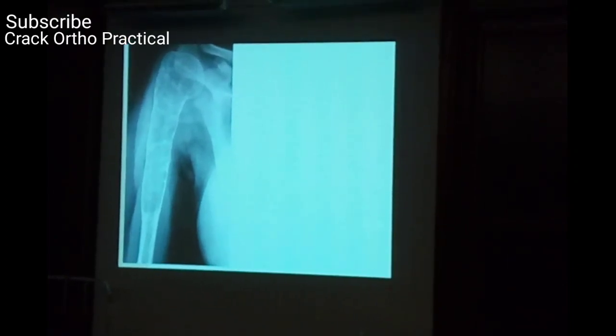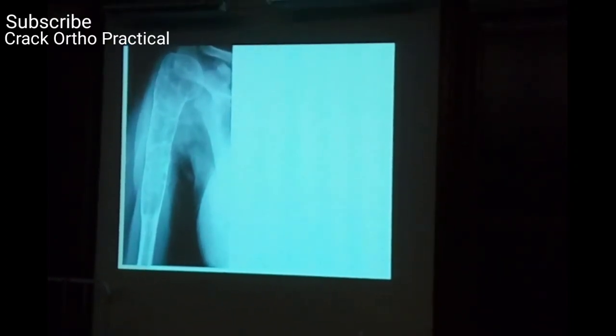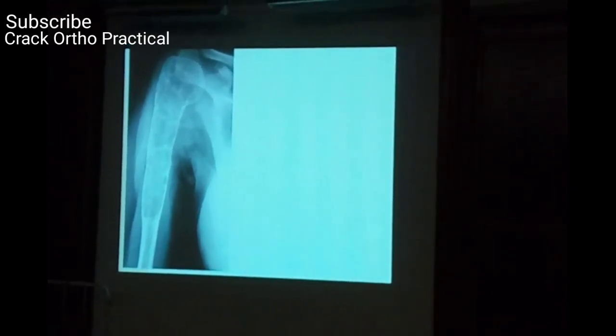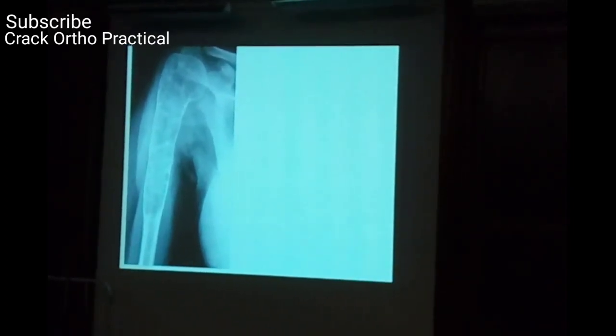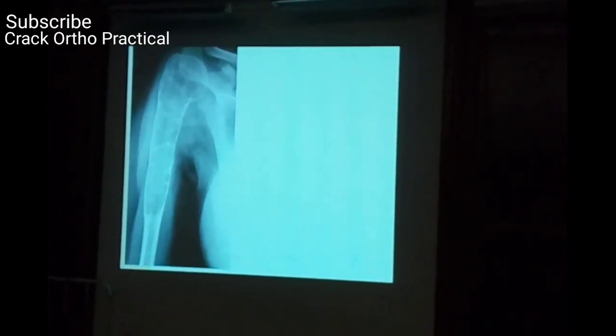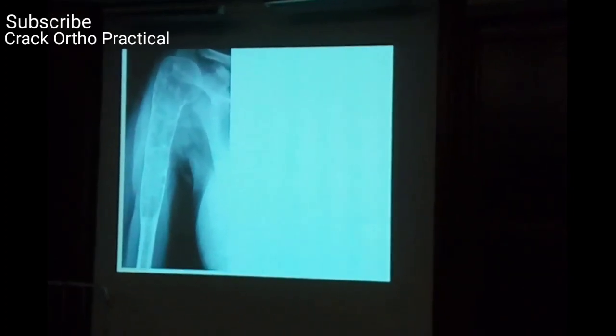So, what is your differential? Giant cell tumor, fibrous dysplasia. Yeah, it is basically a fibrous dysplasia because of that ground glass appearance, and it's going to be a diaphysis, which usually the GCT won't go.